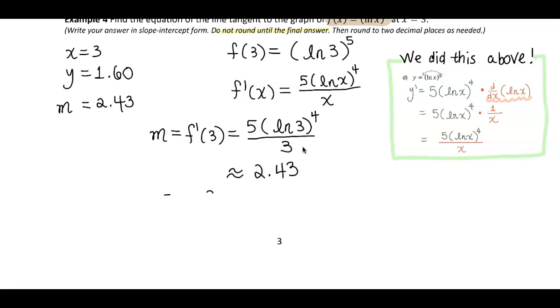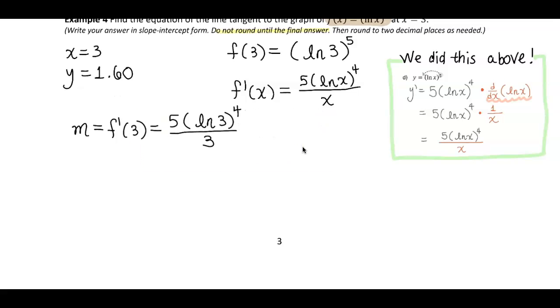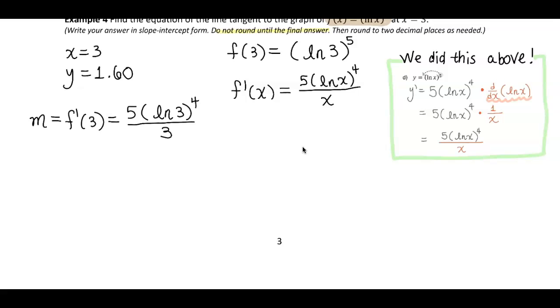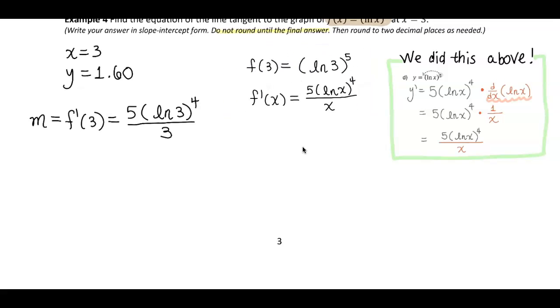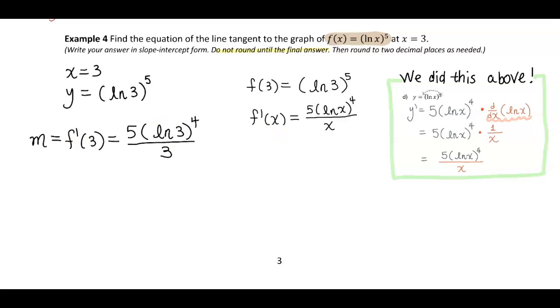So I'm going to go back. And I will just not write the decimal at all. I will just say this is my m. It's a little ugly, but hey, guess what? That is my m. And instead of y being that, I'm going to go back and say y value is natural log of 3 raised to the 5th power. Because they did specifically say do not round until the final answer, and I actually rounded in the middle of it. So I don't want that. All right, let's go ahead and write the equation.